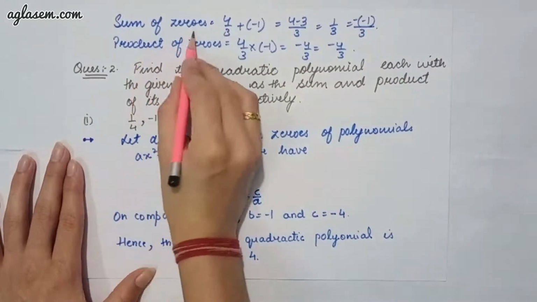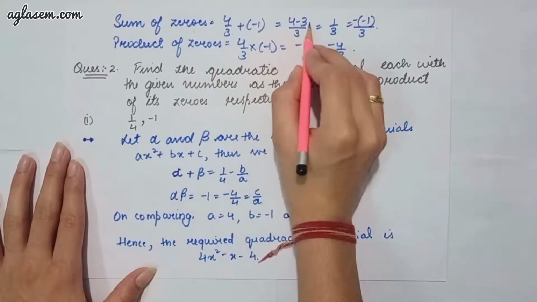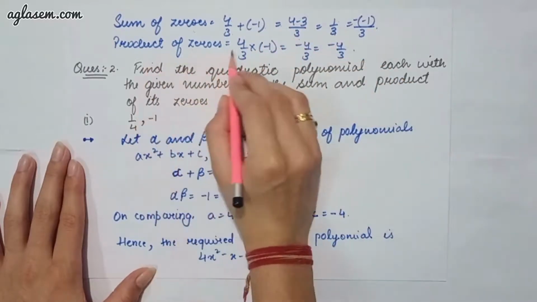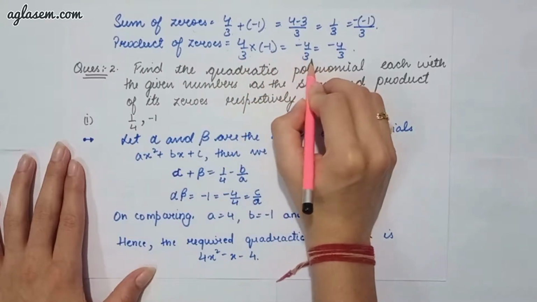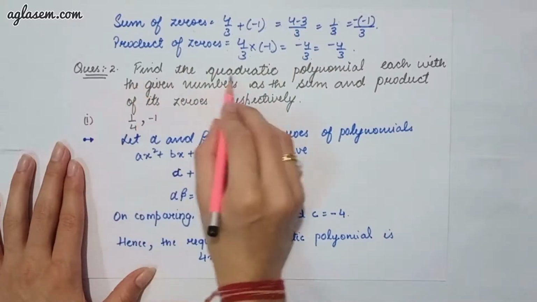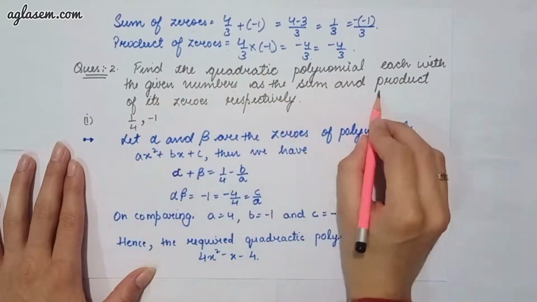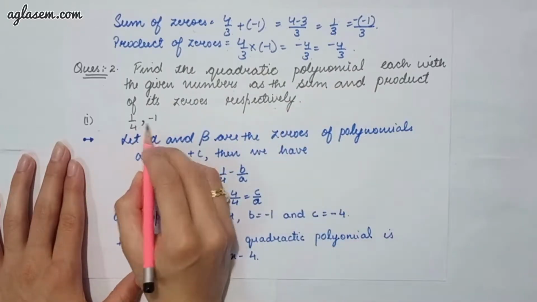Moving further, the sum of zeros will be 4 upon 3 plus minus 1, which is equal to 4 minus 3 divided by 3, which will give you 1 by 3, and the product of zeros will be 4 upon 3 into minus 1, which will give you minus 4 upon 3. Second question says find the quadratic polynomial each with the given number as the sum and the product of its zeros respectively. First part says 1 upon 4 and minus 1.